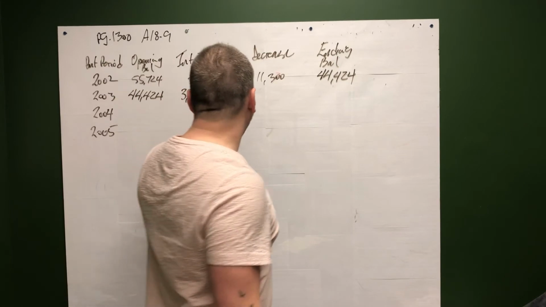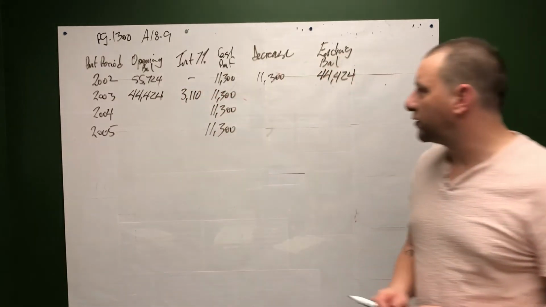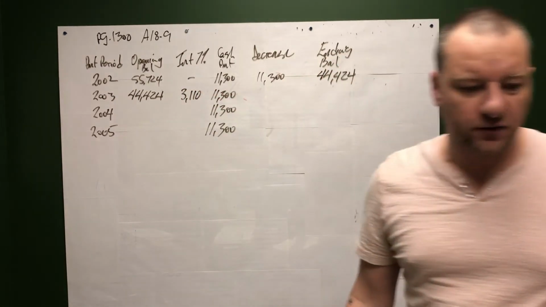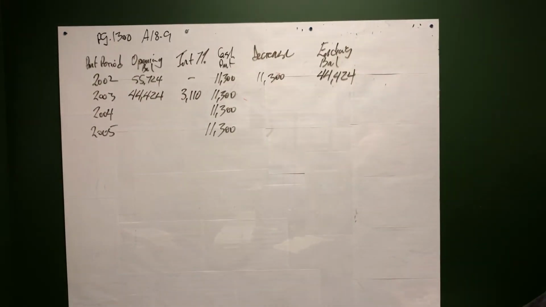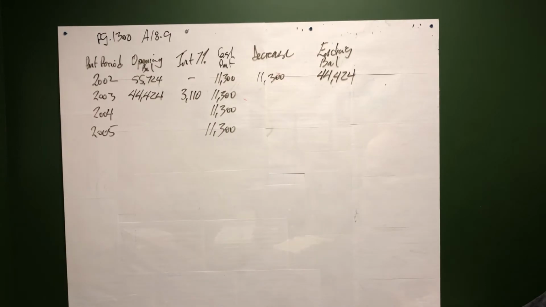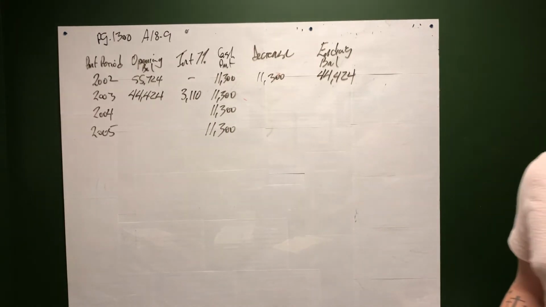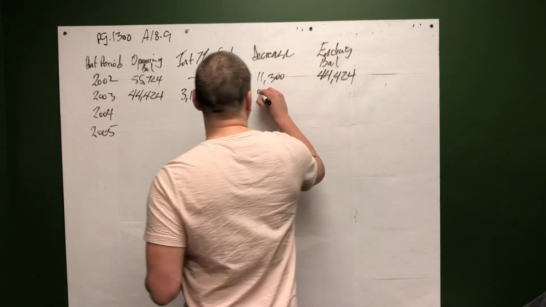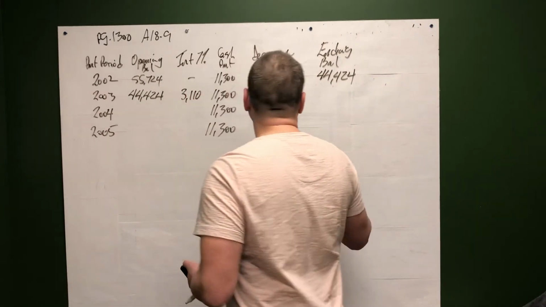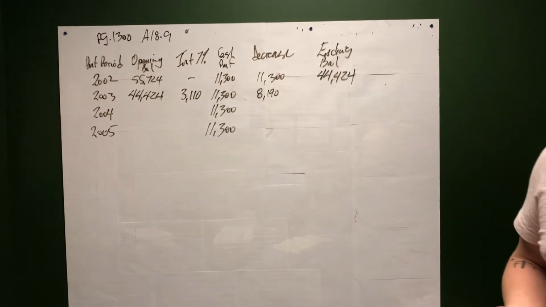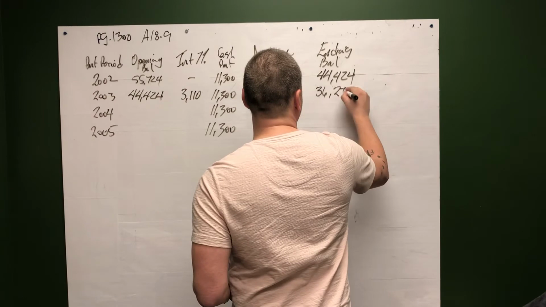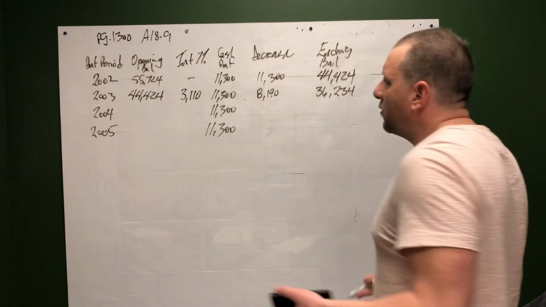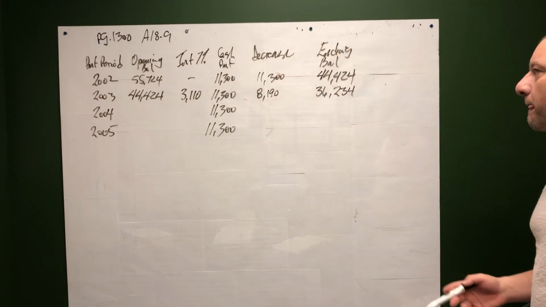Okay, so our cash payment is 11,300. The interest portion is 3,110. The difference has to be the decrease in our principal, or the decrease in the loan liability. So that's 8,190, giving us an ending balance of 36,234. Now we can just go ahead and make our journal entries.